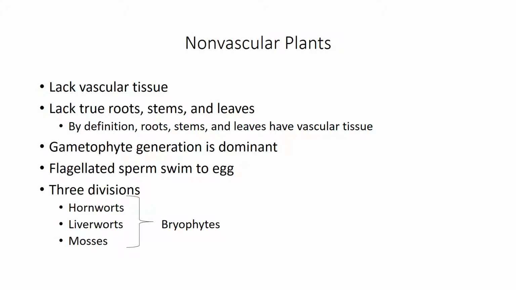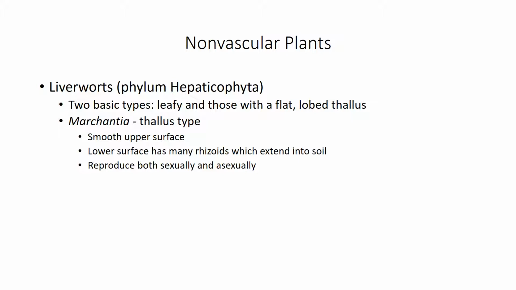There are three big divisions of non-vascular plants: hornworts, liverworts, and mosses, and those make up the bryophytes. Let's take the first one, liverworts. You have leafy liverworts, and then you have those with a broad thallus. Marchantia has a real smooth upper surface. It's got rhizoids, which are root-like hairs that extend into the soil, and they reproduce sexually and asexually.